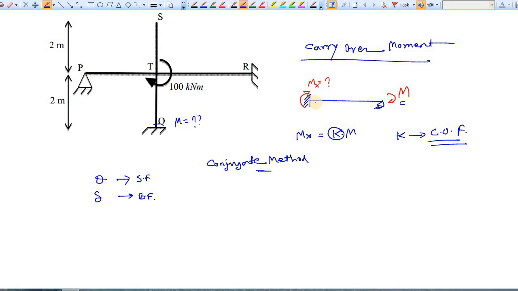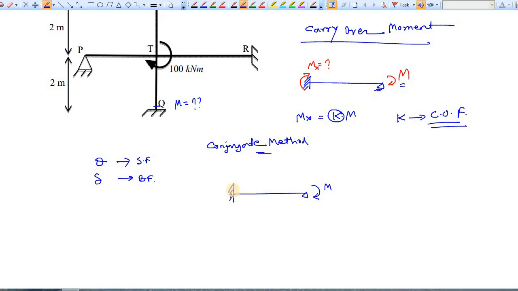Now to solve this problem, let's consider this beam. This is your beam, this is the propped end, and this is the applied moment M. Now I can replicate this beam by using a simply supported beam. Here is the applied moment, but as I have removed the fixed support, I have to apply a moment here. This is Mx. Our task is to find Mx.